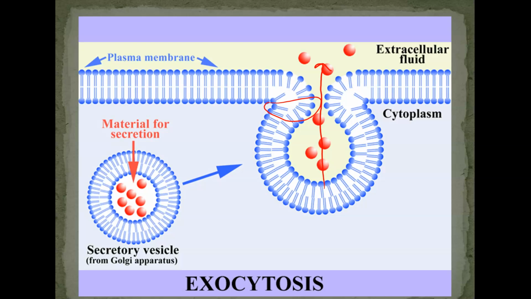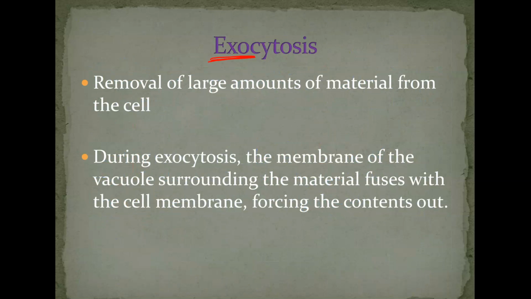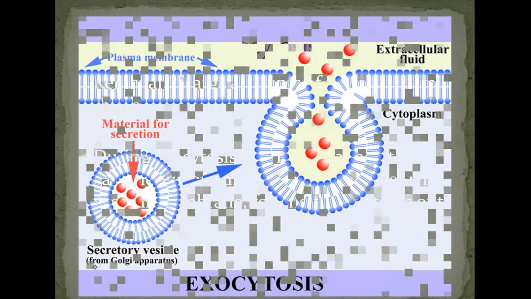So one more thing that I want to talk about, some things that can be excreted during exocytosis. Could be waste or important materials that other cells might need.